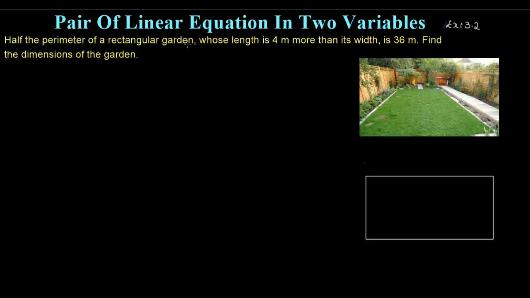Half the perimeter of the rectangular garden, whose length is 4 more than its width, is 36 meter. So they are saying that the perimeter, what is a perimeter? Perimeter is nothing but the boundary of the rectangle. Every shape is having the perimeter as well as the area. What is the difference between area and perimeter? Perimeter is only the outer boundary. And what do you mean by area? Everything inside, if you are coloring, that is your area. So everything inside is your area and only the boundary is your perimeter.